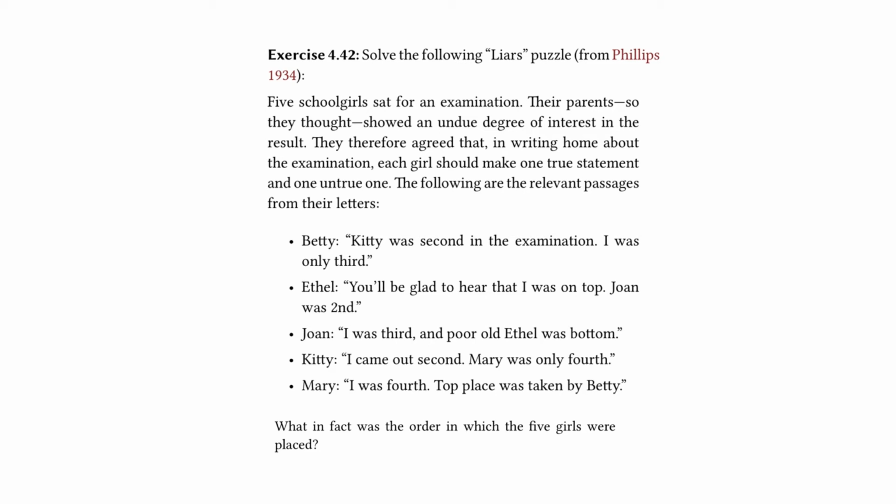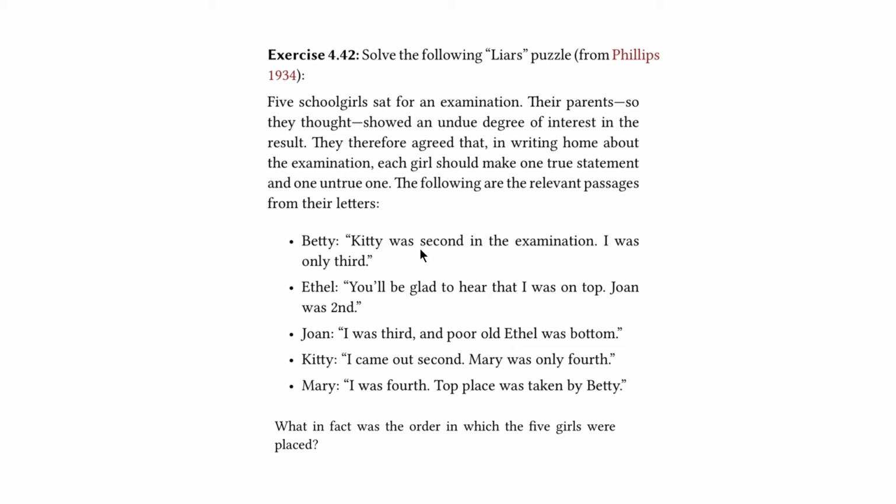Betty said, Kitty was 2nd in the examination. I was only 3rd. Ethel said, you'll be glad to hear that I was number 1, and Joan was 2nd. Joan said, I was 3rd, and poor Ethel was on the bottom. Kitty said, I came out 2nd, and Mary was only 4th. And Mary finally said, I was 4th, and Betty took top place. So the question asks, what is, in fact, the true order of the 5 girls?